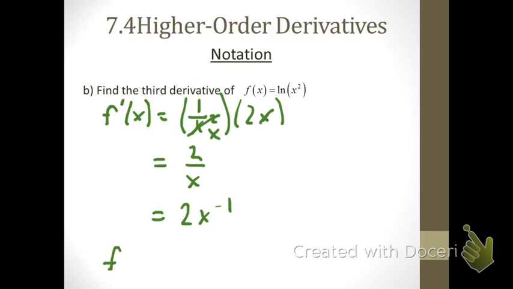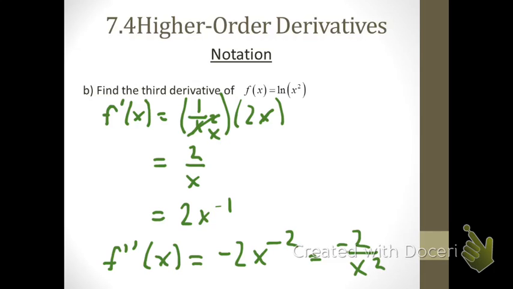And then of course it's easy enough to go on and say that the second derivative, f double prime of x, is equal to negative 2x to the negative second power, which you can write like that, or you can write as negative 2 over x squared. Up to you. Good job. One more to try, same drill.